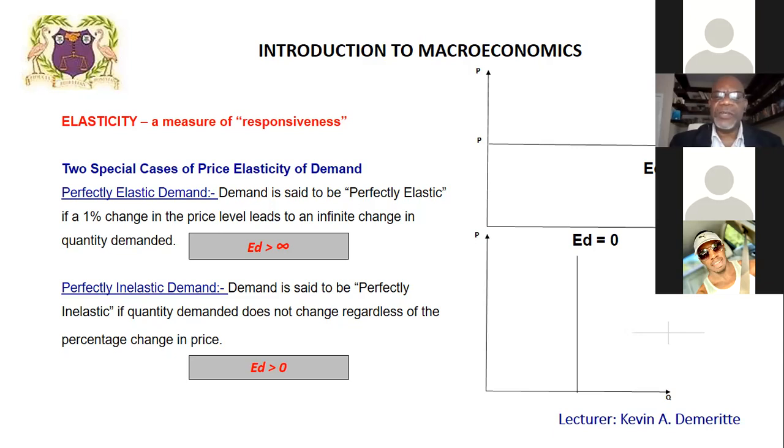You raise your price, you lose all your business. The merchant says, you know what, I don't need to deal with you. I can go somewhere else. I get all I want from somewhere else. So that's the case where E of D is infinite.